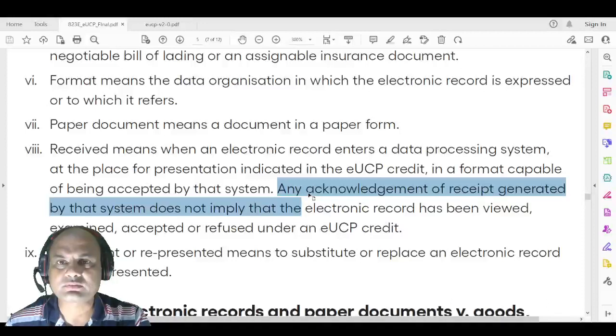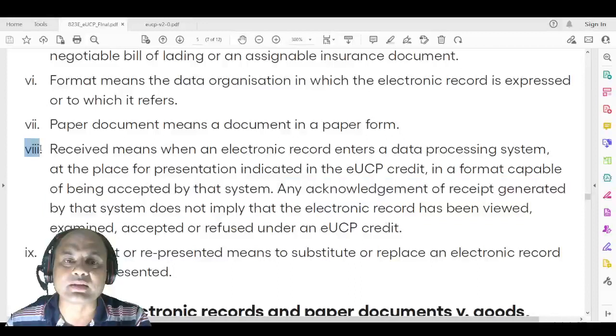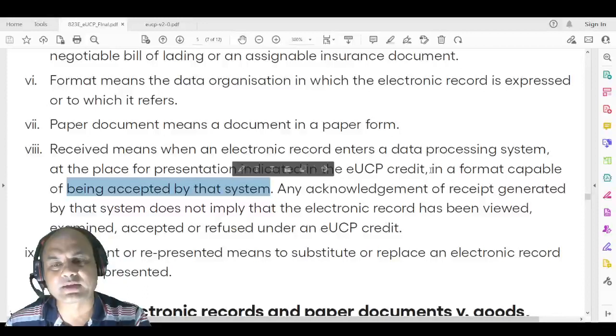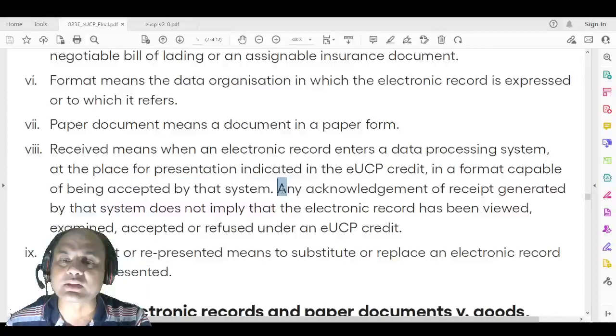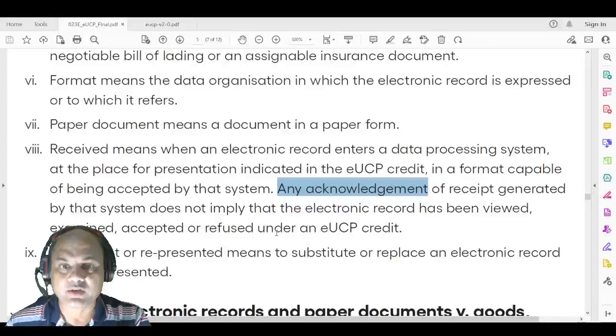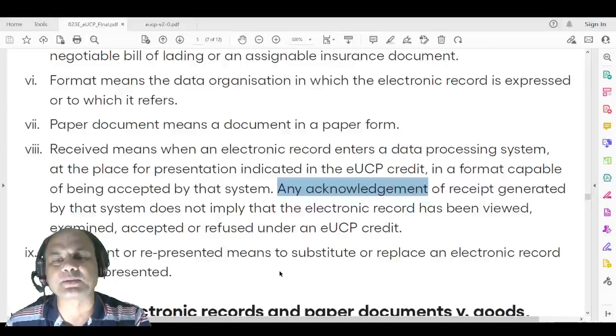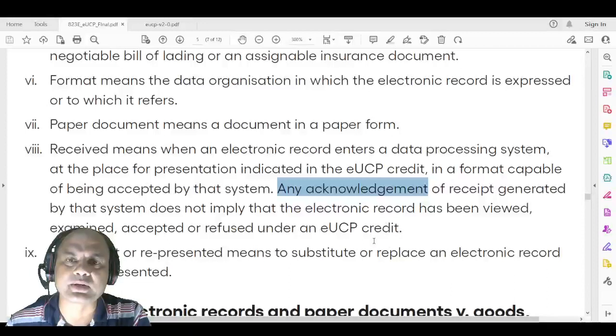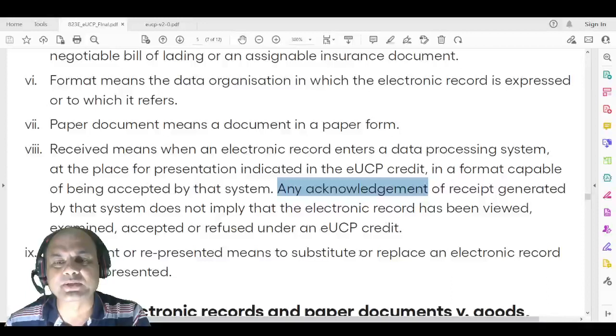So what does it mean? I am telling you to kindly represent this document again, in the format acceptable to my system, and once it is received in my system, I'll give you the acknowledgement, which again does not mean I have checked. Clear? Represented means it will again go through the same cycle. That is the point here. So what does represented mean? It means a substitute. I tell you to replace this certificate, bring a new certificate. That's basically replacement. Represented means to substitute or replace an electronic record already presented.